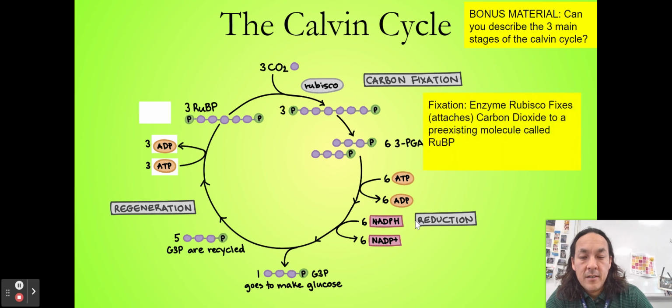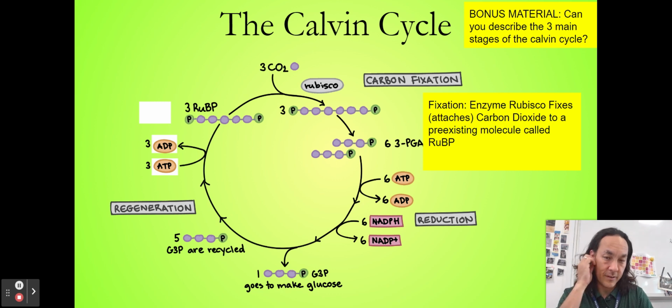It occurs in 3 steps. There's fixation, reduction, and regeneration. In fixation, there's an enzyme called Rubisco, and you can see it centered here. Rubisco is going to be able to pick up carbon dioxide and attach it to a pre-existing molecule that's called RuBP right here. So it hooks the carbon dioxide onto RuBP. That's going to split into 2 3-carbon molecules that can then be worked upon to make the sugars. So the important part of carbon fixation is getting CO2 to be fixed or added to this molecule. It's making CO2 become part of a sugar.